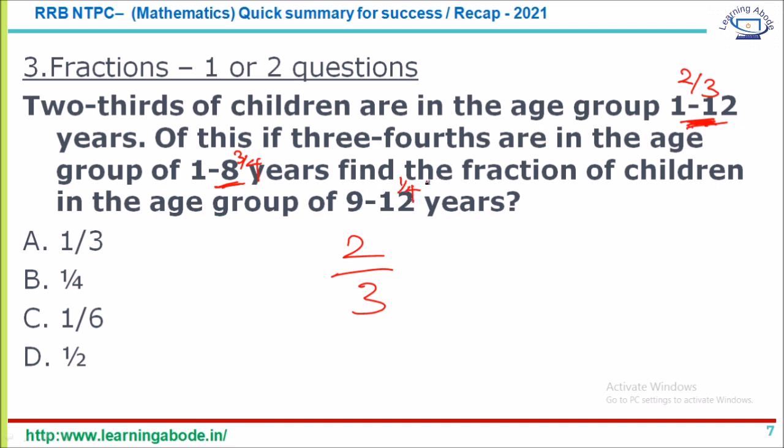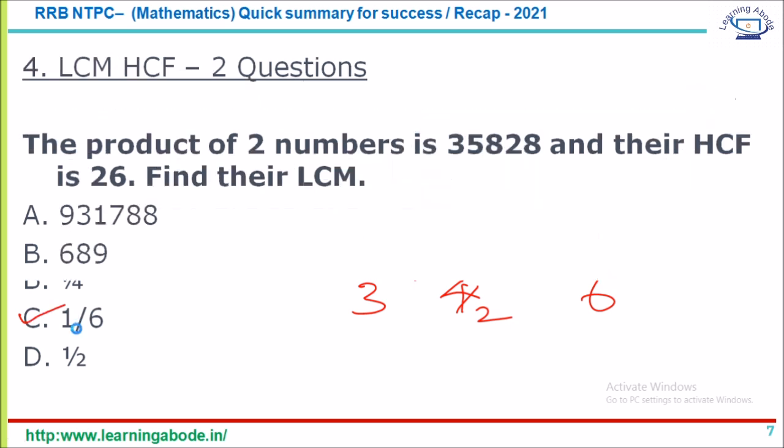Now the question is what fraction of the children. Among the total children, 2/3 are in 1 to 12. In that, 9 to 12 is 1/4. So a very simple question. So 1 by 6, that's answer option C. So in fraction, you get 1 or 2 questions.